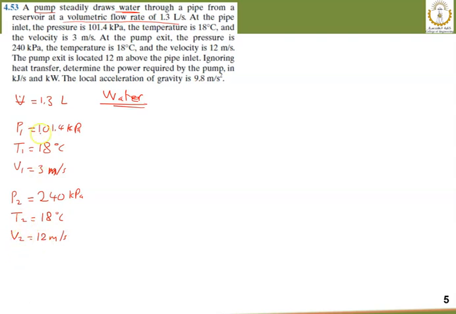The pump exit is located 12 meters above the pipe inlet. So if we draw the pump like this, this is the outlet, and this is the inlet. This is 1, this is 2.